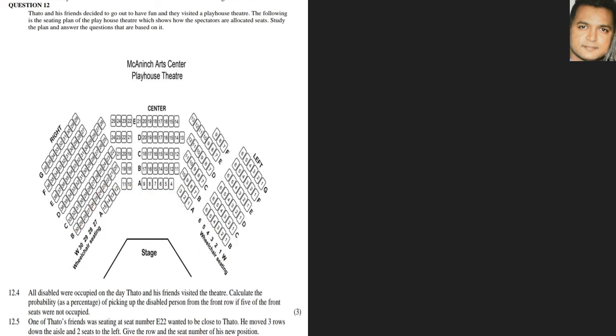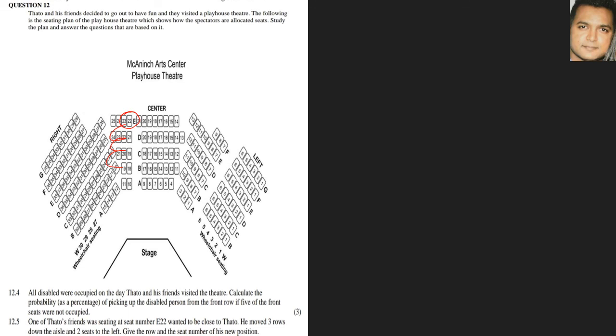So one of Tato's friends was sitting at E22 and he wanted to be close to Tato, so he moved 3 rows down and 2 seats to the left, and so we need to locate his new seat. So let's trace this here. We see that E22 is that seat there, and we need to move 3 rows down, so it would be 1, 2, and 3. So we would be in the B row.